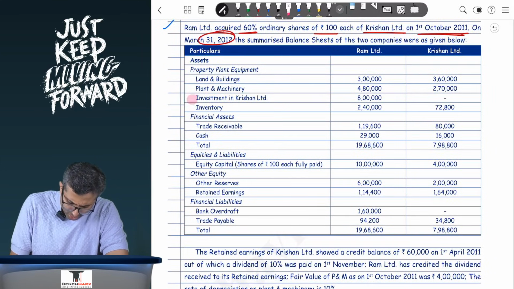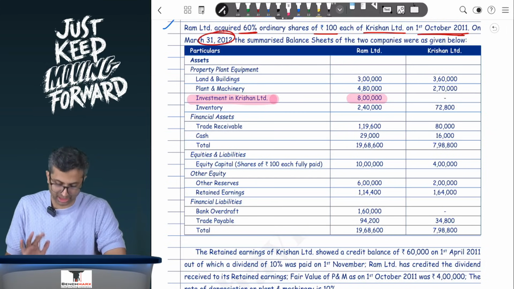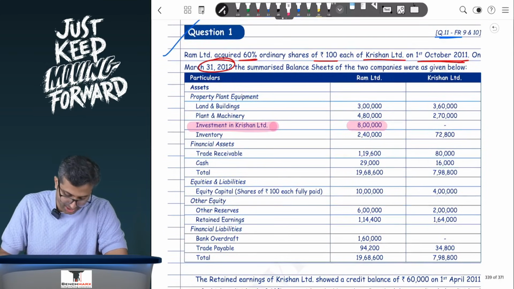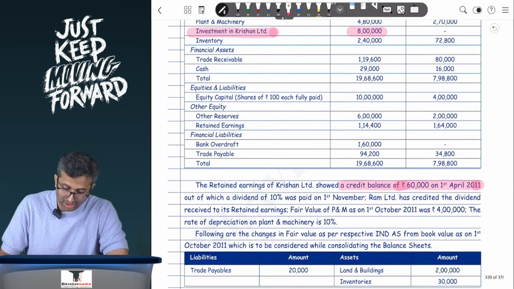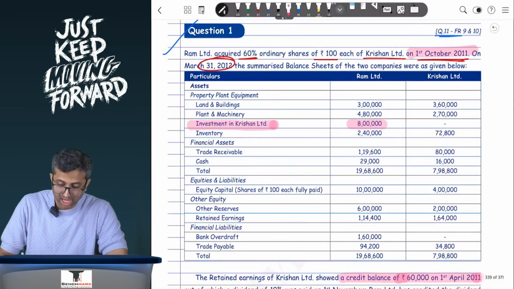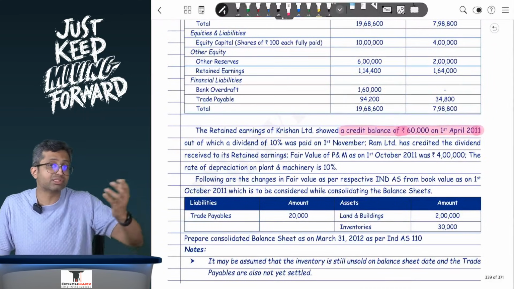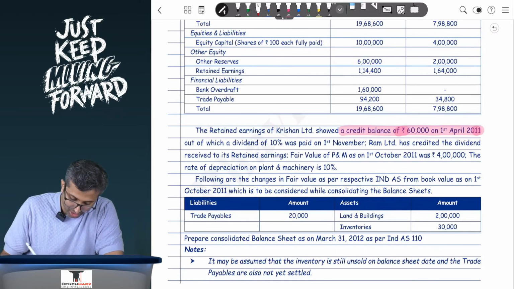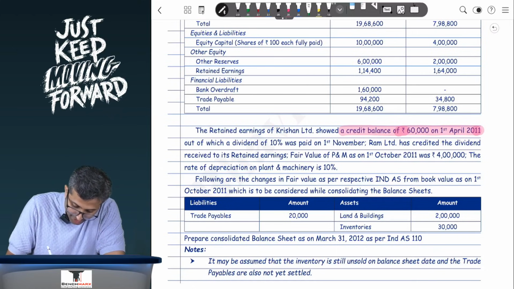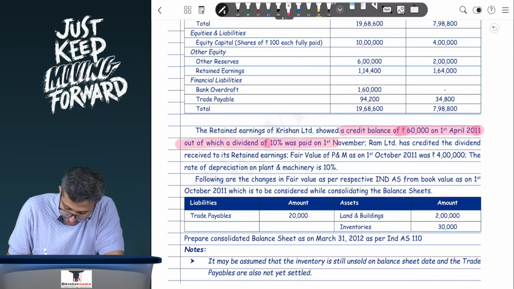Notable items over here is the investment in Krishan, which is at 8 lakh rupees. This is for a 60% stake. The retained earnings of Krishan showed a credited balance of 60,000 on 1st April 11. Remember, the date of acquisition is 1st of October 11, and you have been given retained earnings on 1st April 11. This is 6 months earlier, and hence this is prior to the date of acquisition, out of which a dividend of 10% was paid on 1st November.